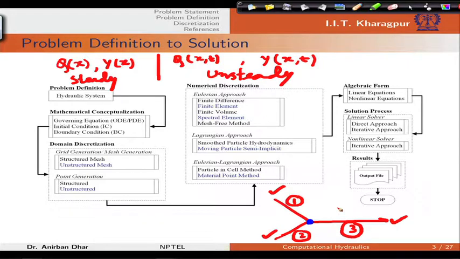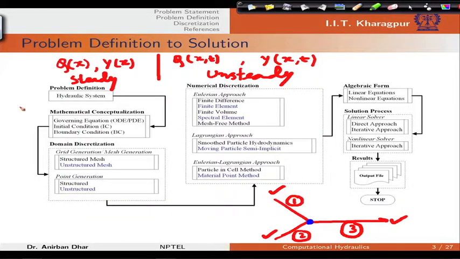Now, our steady state problem was a boundary value problem, because we need boundary value only to solve that problem, but for unsteady problem we need to specify the initial condition. So, during mathematical conceptualization, the hydraulic system is channel network flow.